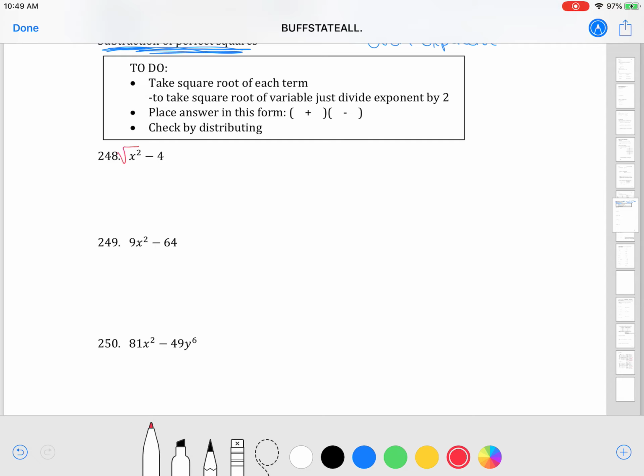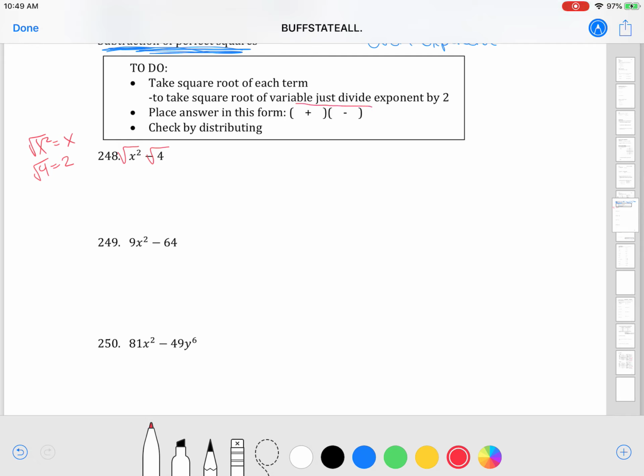Because they're perfect squares, what I'm going to do is take the square root of them. Specifically, I'm going to focus on the 4. The square root of 4 is saying what times itself will get you 4. So the square root of 4 is 2. The square root of x squared: what times itself will get you x squared? The square root of x squared is x. So off to the side, the square root of x squared is x, and the square root of 4 is 2.